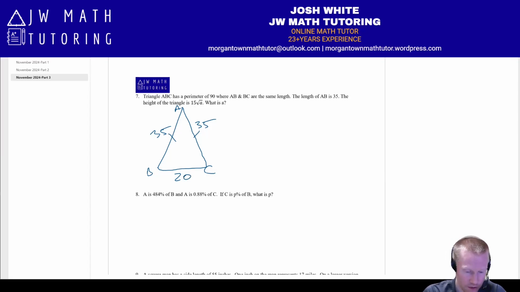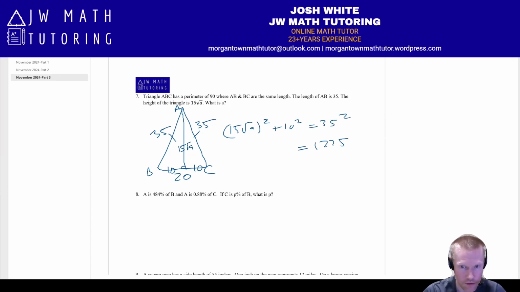You're also given the height of this triangle, and we want to know, well, what is A? So all we have to do is drop down an altitude here. Technically, it's going to split this into 2 congruent triangles on the left and right, meaning that this is going to be 10 and this is going to be 10. And then there's multiple ways you could do this. The way that I actually did it was I made this 15 root A, and then I set up Pythagorean theorem. 15 root A squared plus 10 squared equals 35 squared.